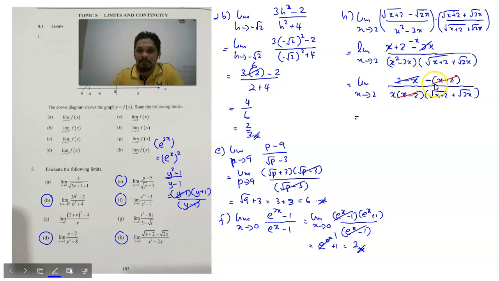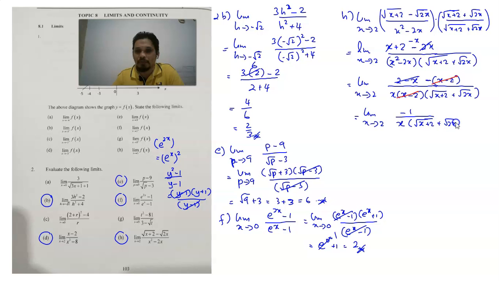Okay, negative multiplied with x minus 2 is what we change to 2 minus x, because we want the term x minus 2 to equal the term x minus 2 in the denominator here. So the limit as x approaches 2 of negative 1 divided by x. This will be cleared by this one here now, and then the square root of x plus 2 plus the square root of 2x.